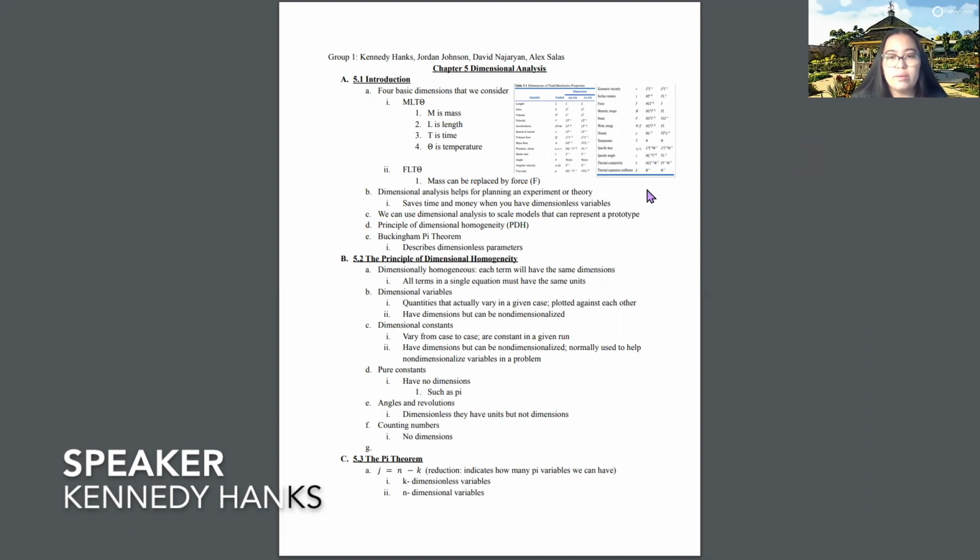Dimensional analysis can be used for several reasons. One is for planning an experiment or theory, and it can save time and money when you have dimensionless variables. Another reason is to scale models that can then be used to represent a prototype. And the principle of dimensional homogeneity is a rule for dimensional analysis. And the Buckingham Pi theorem is a method of reducing the number of dimensional variables, both of which will be further discussed in our summary.